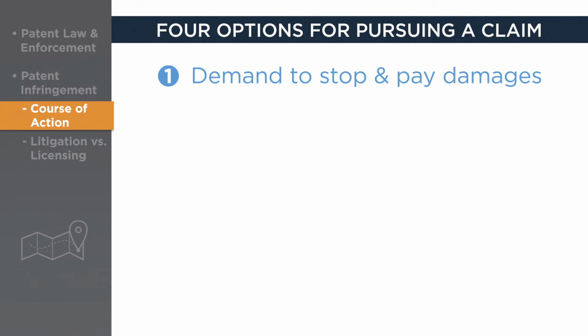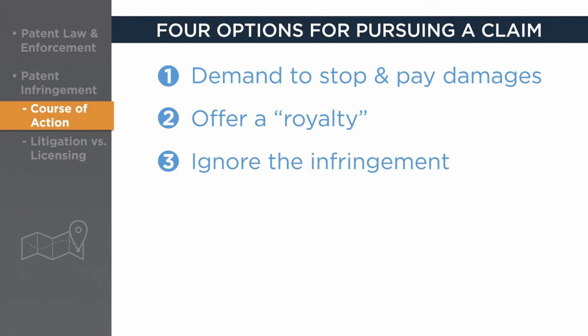1. Demand that the alleged infringer stop infringing and pay damages for past infringement. 2. Offer the alleged infringer a license to practice your invention for money, called a royalty. 3. Ignore the infringement or postpone any action for a time. 4. File a patent infringement lawsuit in federal court against the alleged infringer. The decision of how to proceed depends on the patentee's objectives and a clear understanding of the risks and rewards of each potential course of action.